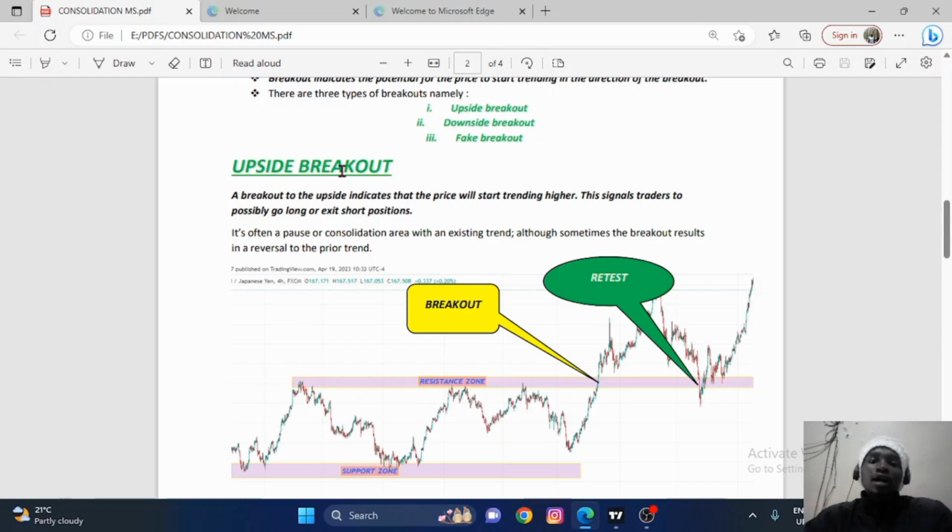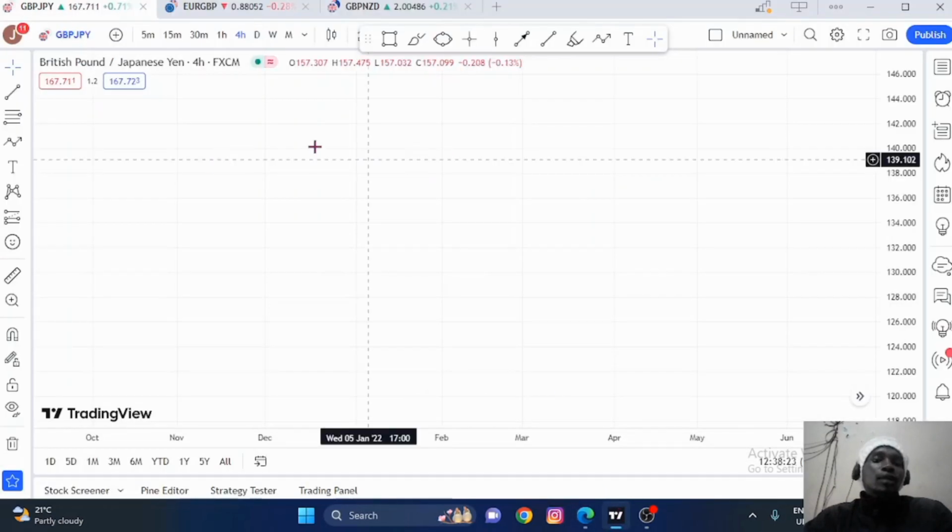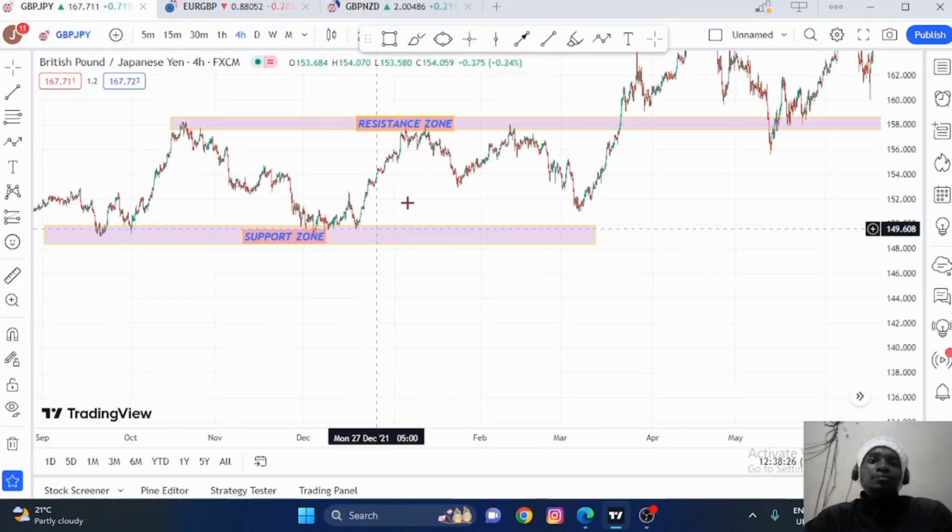Upside breakout, this is whereby the market breaks the resistance, and I have illustrated it very well. I have said that a breakout to the upside indicates that the price will start trending higher. This signals traders to possibly go long or exit their short positions. Now, what do I mean? Let's go to my chart here and get to understand.